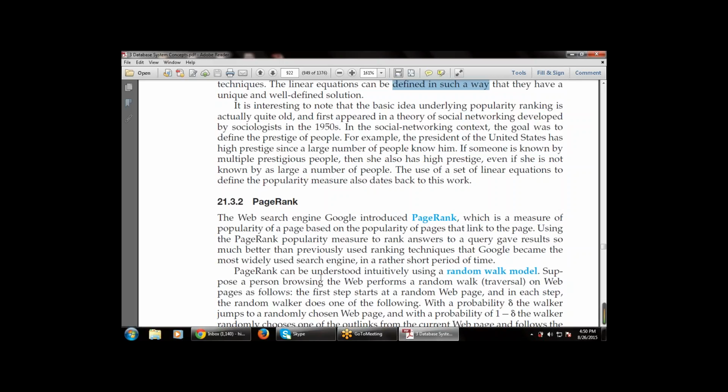The PageRank popularity measure is based on the popularity of the content, and this is what defines the popularity of the page.